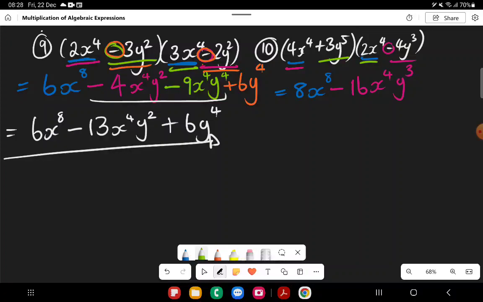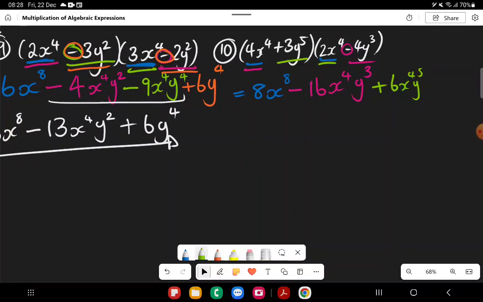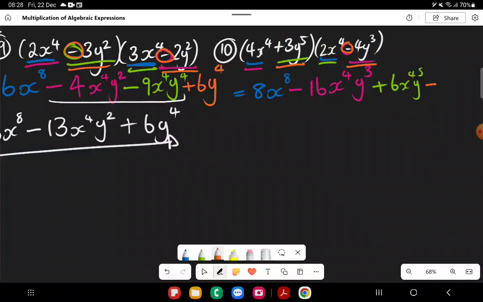Now we are going to do inner, which is going to be this one times that one. So now we have plus times plus is plus. 3 times 2 is 6. x4, y5. And last with last is going to be that one times that one. Don't forget the minus. Plus and minus is minus. 3 times 4 is 12. y5, y3. 5 plus 3 is 8.